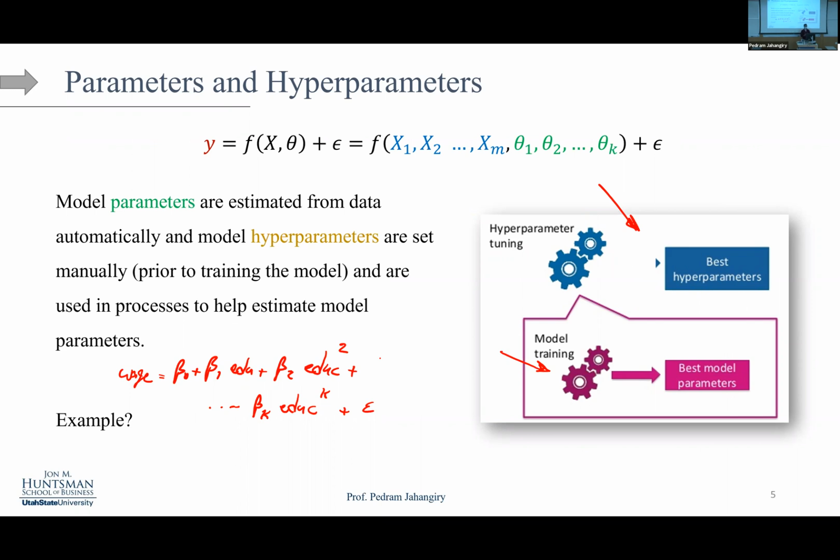Okay. So when you say set manually, are you saying like you're adding beta to education to the third? Exactly. You stop at 2. So you try different models, right? 2, 3, 4. There are some methods. We will talk about cross-validation and other methods that figure out which one works best on the test set. All right. So that's parameters versus hyperparameters. Guys at home, any questions? Good? Okay.